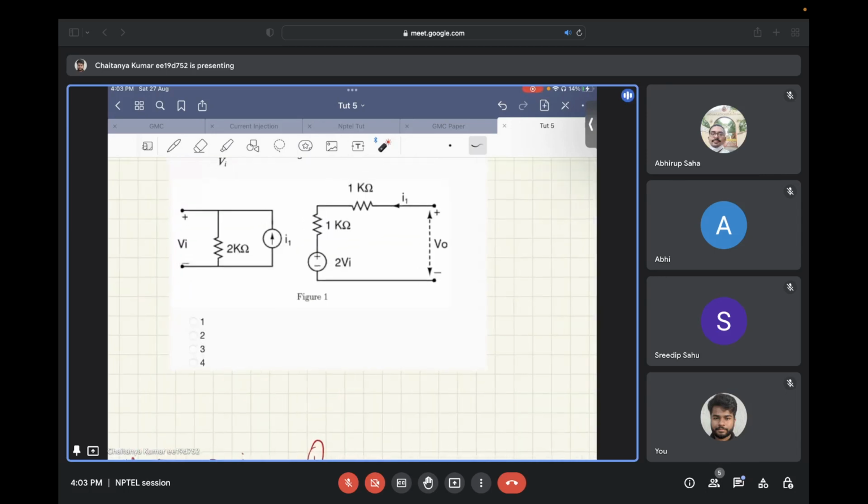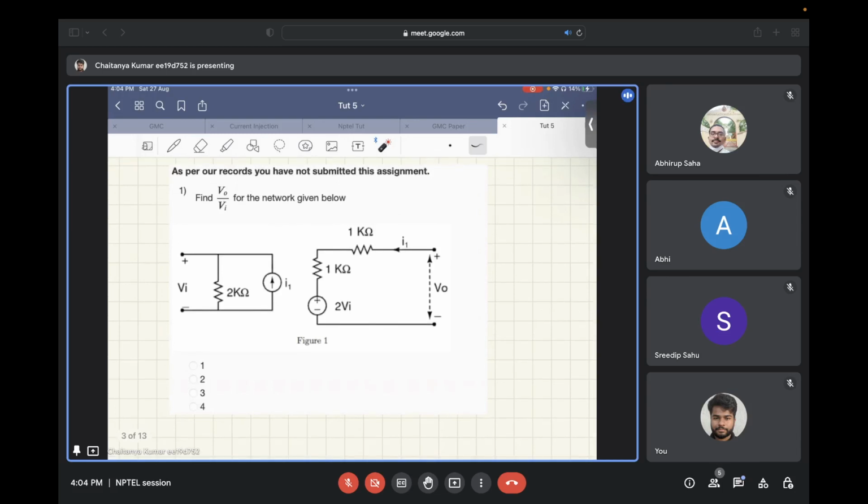Now, had you assumed that this is an open circuit, there would have been no current flowing through this, and you would have written 2Vi is equal to V naught, which would have resulted in V naught by Vi is equal to 2. So this would have been wrong. Please be careful while solving these kinds of questions, and see what all notations, currents and voltages have been given in the question at each branch.